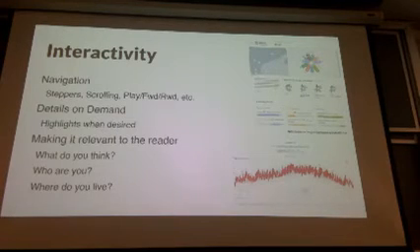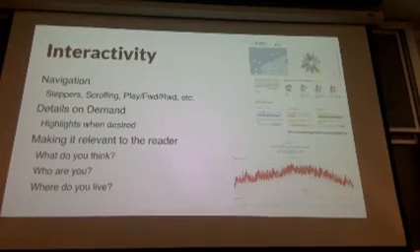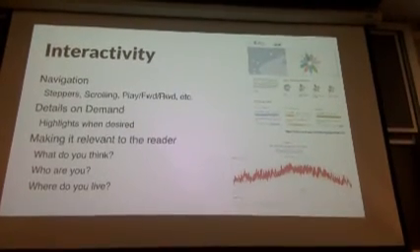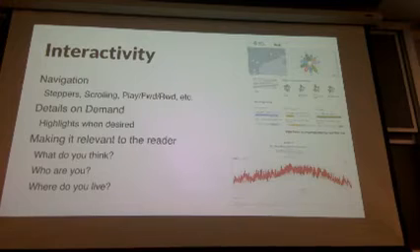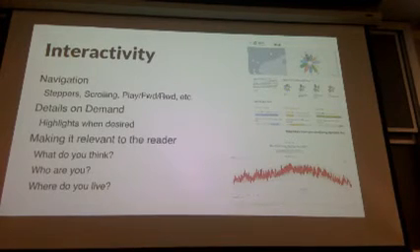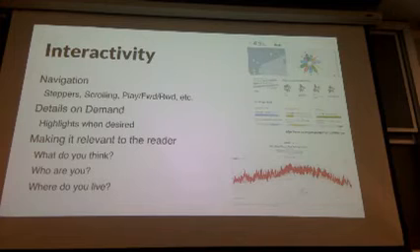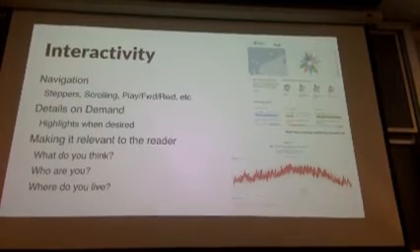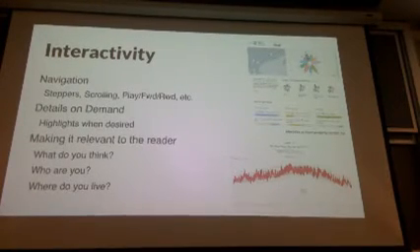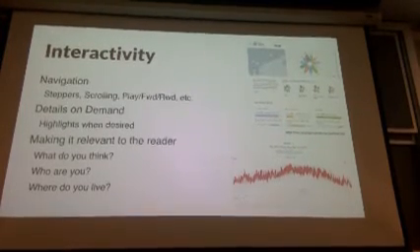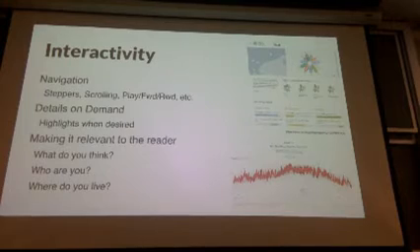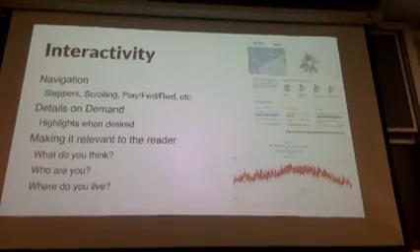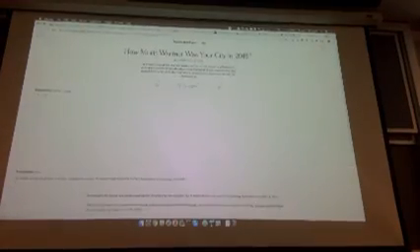Interactivity is an important piece here. We talked about steppers before. Scrollytelling or scrolling is an important way. We talked about this when we talked about interactivity. Then playing, forward, rewind, and so on are all possibilities. We have details on demand so that you can provide highlights when desired. But the one thing that is not true for general data visualization, but specific to storytelling, is making it relevant to the reader by asking them questions like, what do you think, or who are you, or where do you live? And I think this is one of the most effective ways of doing these kinds of data stories.